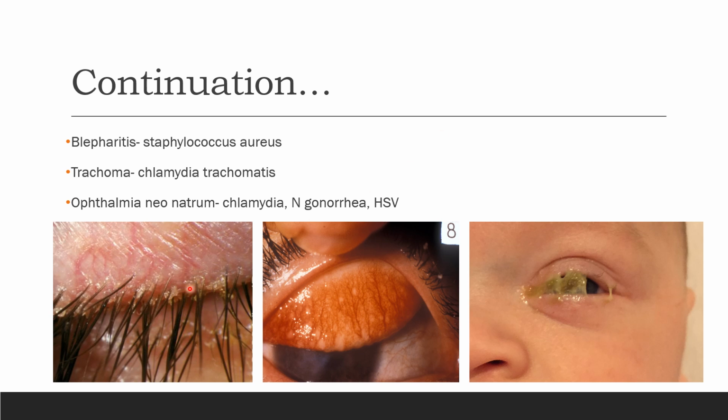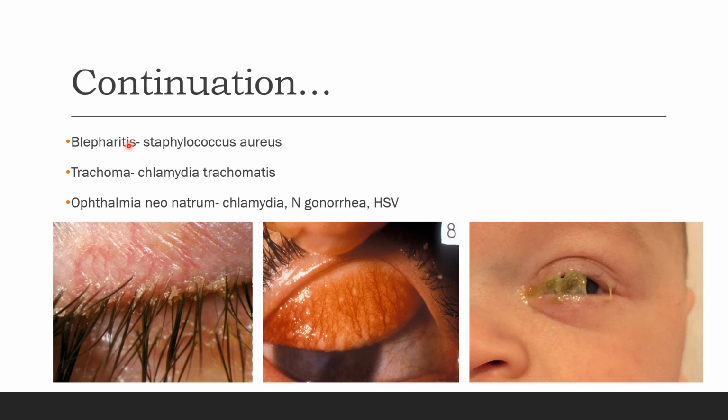You can see over here, it is a dandruff-like thing, like you see in the head. This is seen in the eyelashes over here, beneath the eyelashes. So the inflammation is at the base of the eyelashes and it is caused by bacteria. Most common is Staphylococcus aureus.